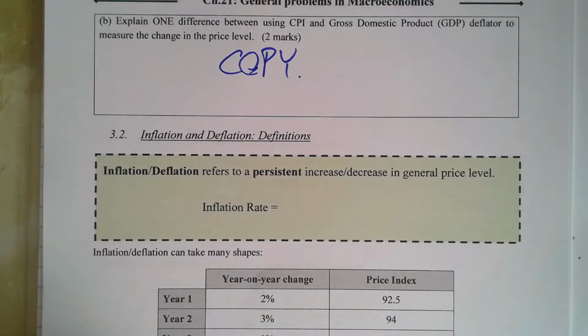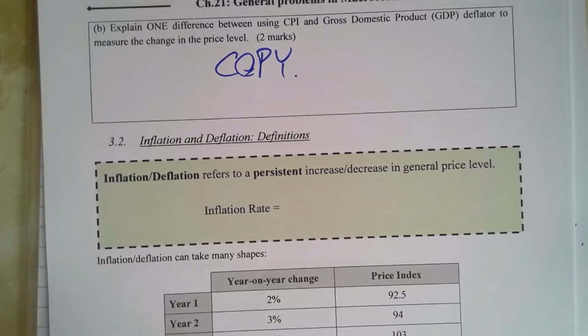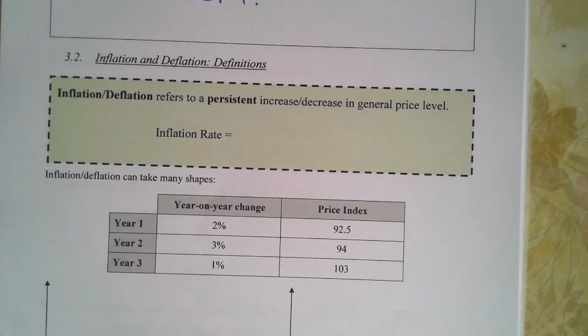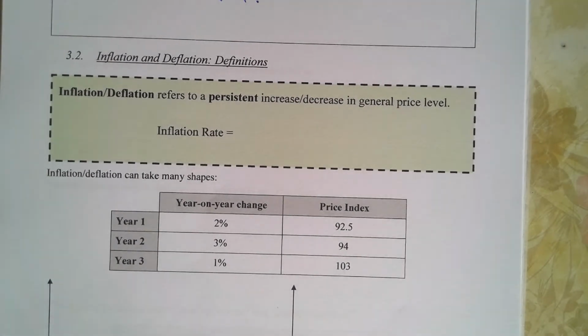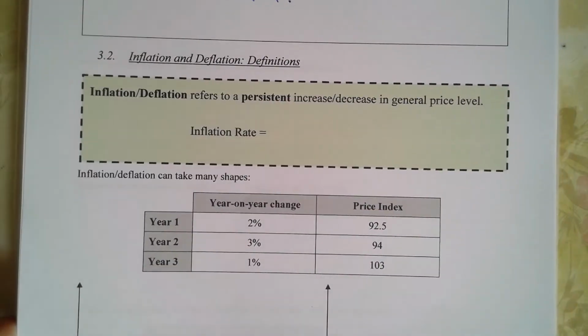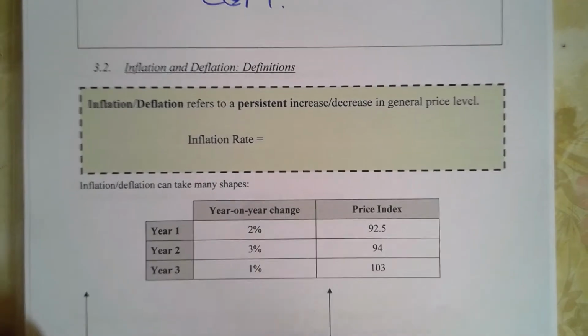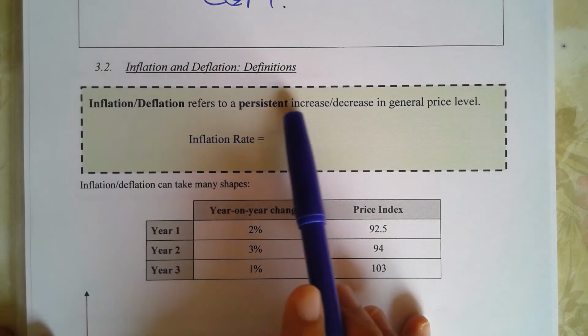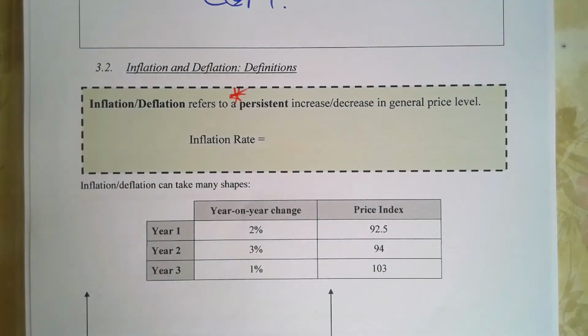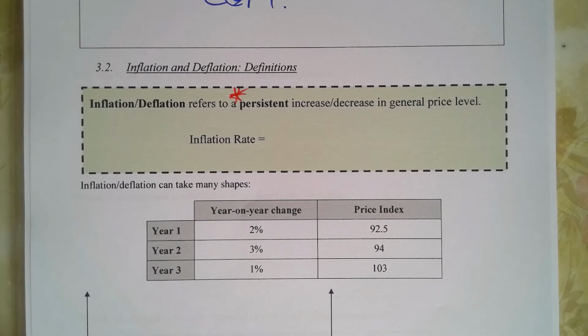Alright, so that will be an introduction to the term so-called general price level. How do we measure general price level? Now next, we are going to talk about specifically inflation and deflation. Okay, now in Chinese, inflation, 通脹, deflation, 通縮. 來了吧？Now what exactly is inflation and what exactly is deflation? Inflation refers to a persistent increase in general price level. Now very important, we are talking about persistent, continuous. You need to have a continuous increase in price level to be an inflation.